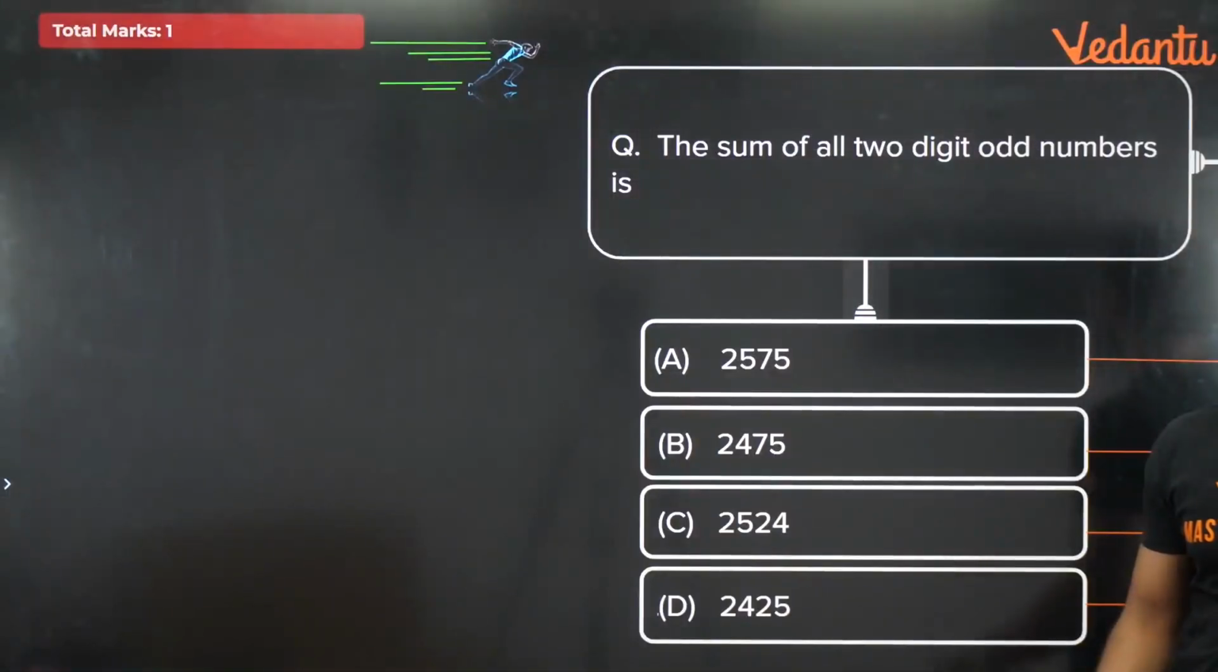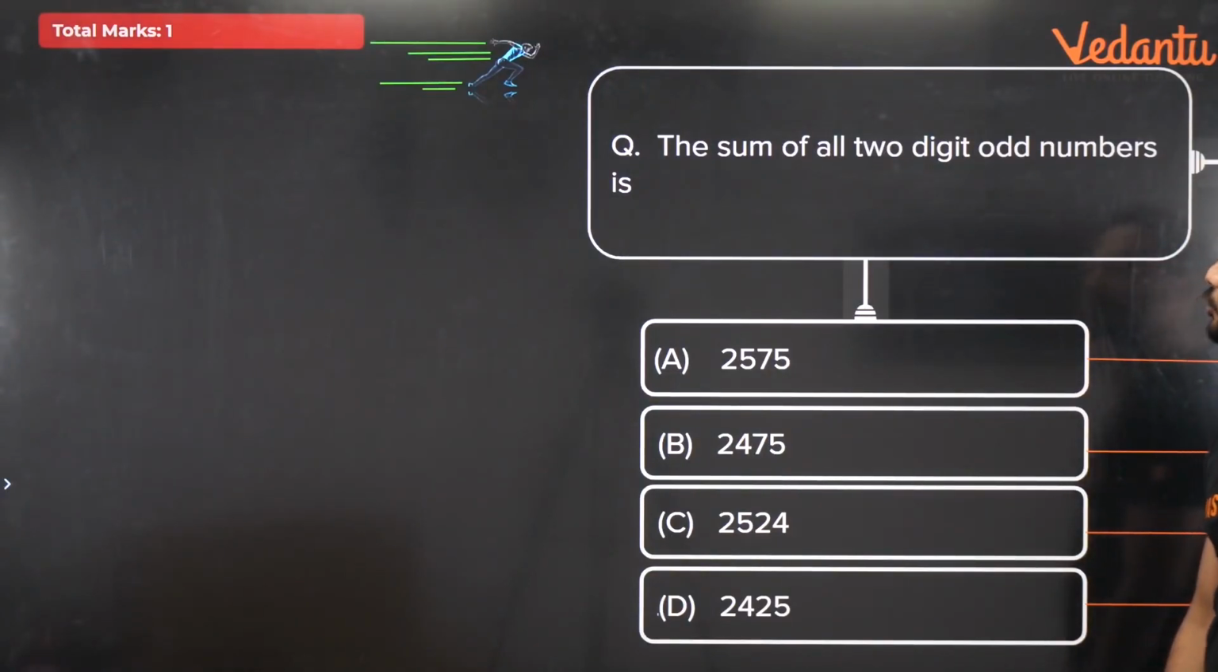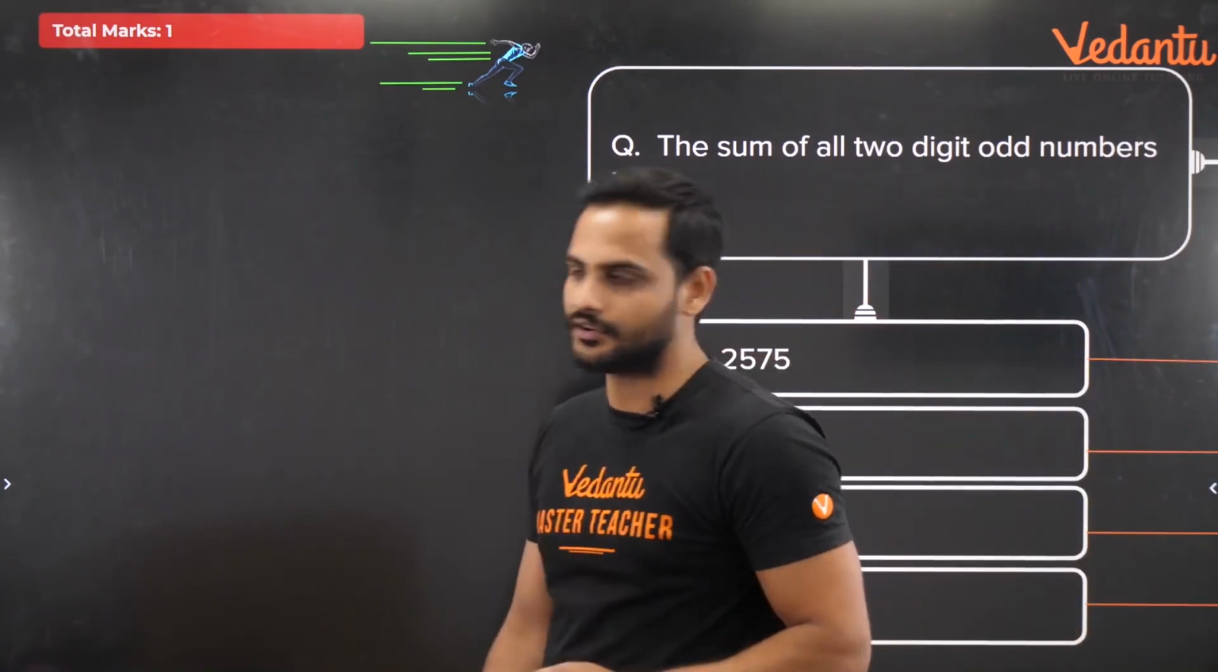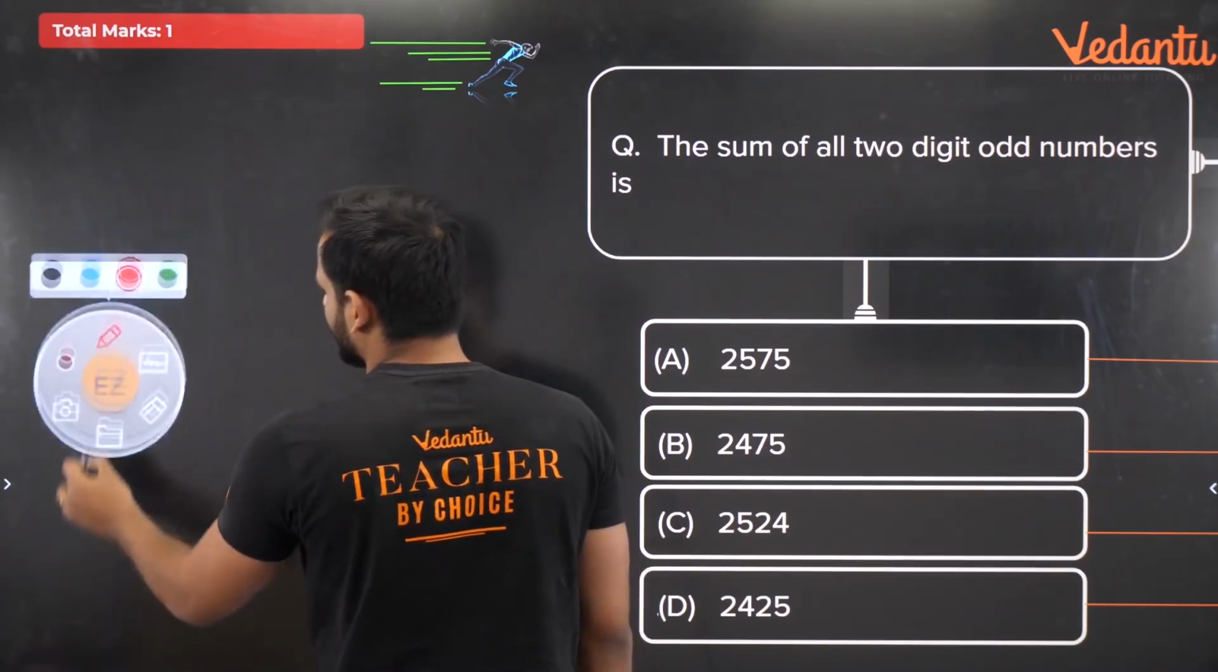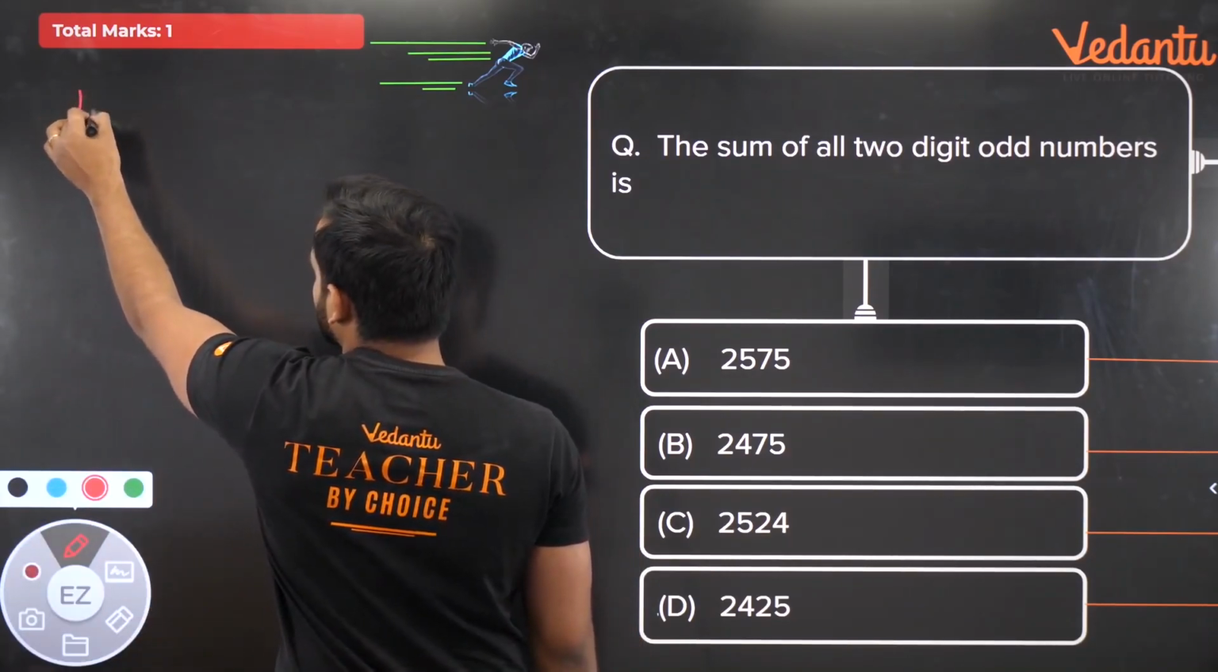Let's move to the next question. The next question is this. The sum of all 2-digit odd numbers is, what is the sum of all 2-digit odd numbers? So again, if you write all the 2-digit odd numbers, first 2-digit odd numbers.